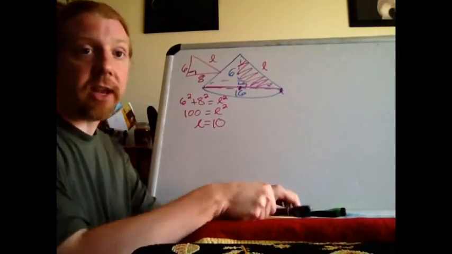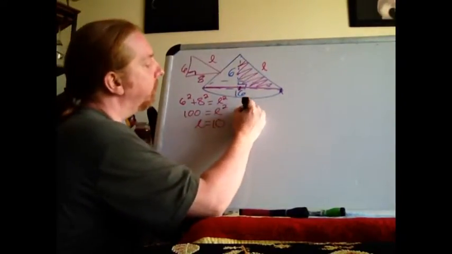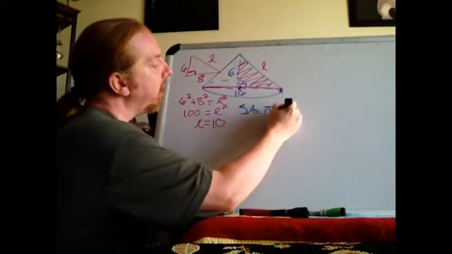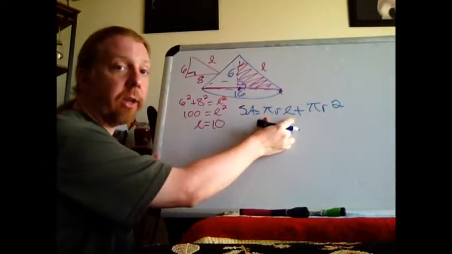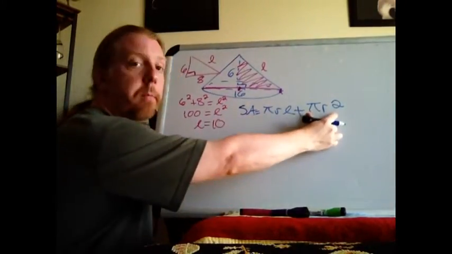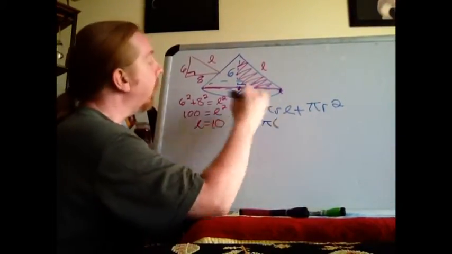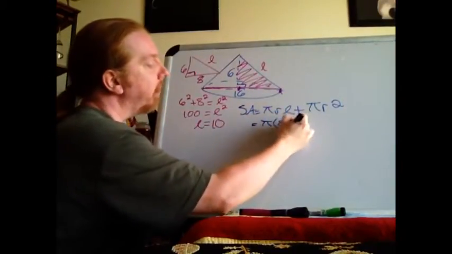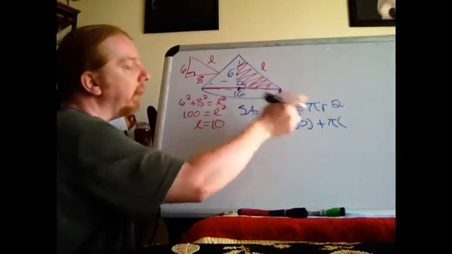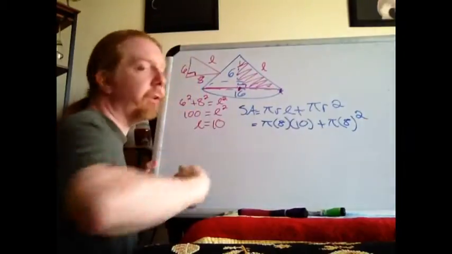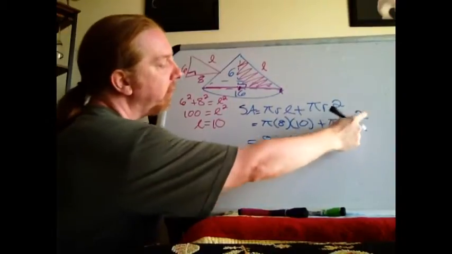Now that I have my slant of 10, I can plug and chug through the formula, and we can call it a day. The surface area is equal to pi r L plus pi r squared. The lateral area for a cone, pi r L. The base, pi r squared, because it's a circle. So that becomes pi times r, which is 8, times the slant, which we calculated to be 10, plus pi, again, radius, which is 8 squared. Plug that through, I get 80 pi plus 64 pi.